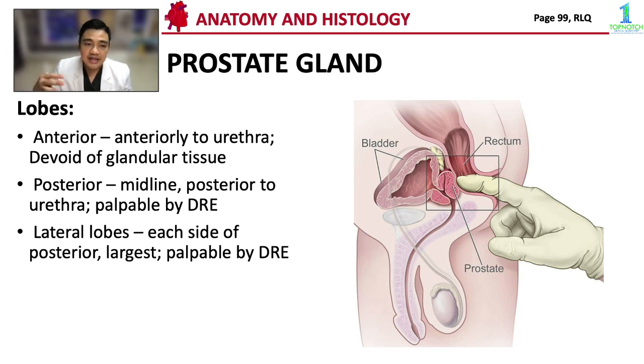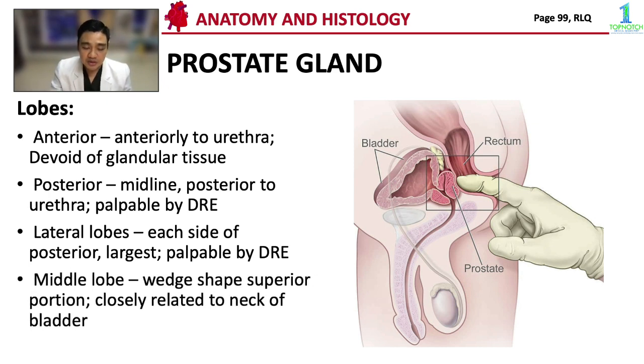Now, left and right, pwede mo ring i-divide ang prostate, and we refer to that as the lateral lobes. Lateral, where again? From the urethra. And we also call what we call the middle lobe, which is a wedge-shaped part of the prostate found superiorly or in close relationship to your bladder neck.